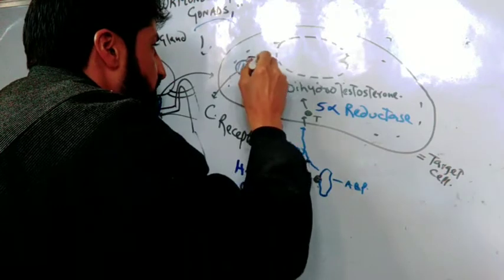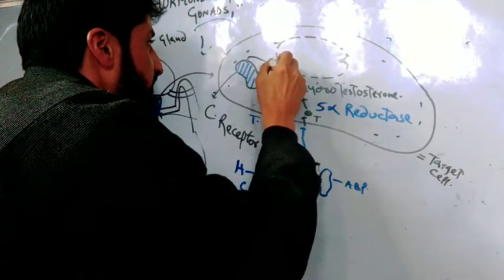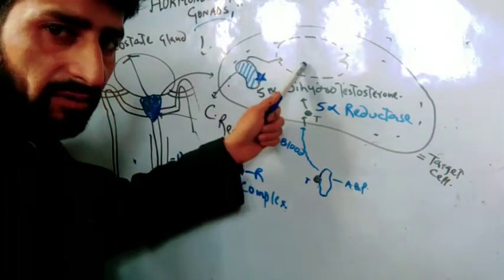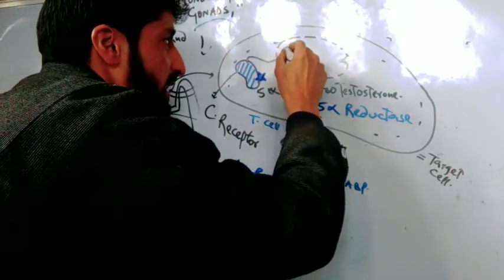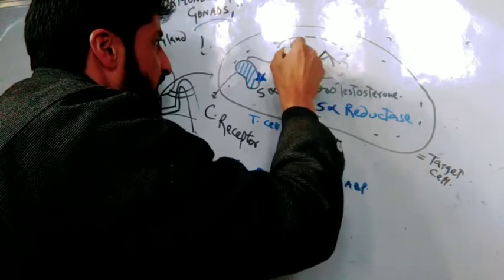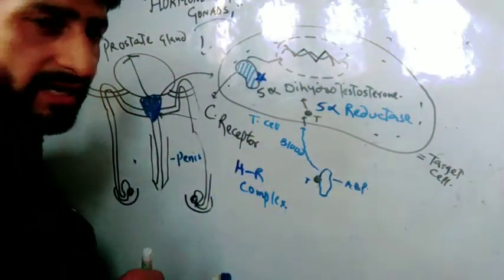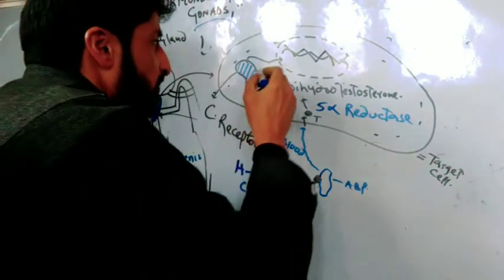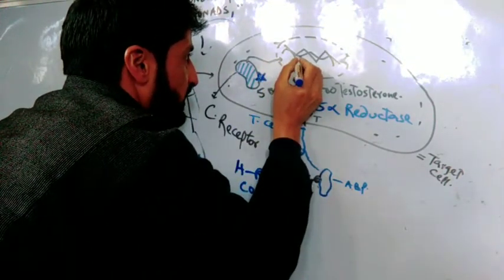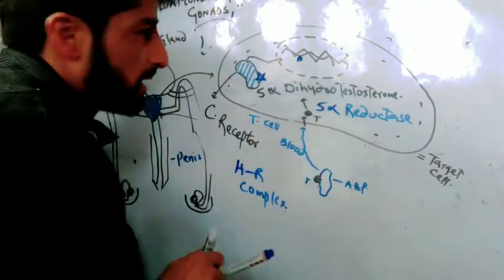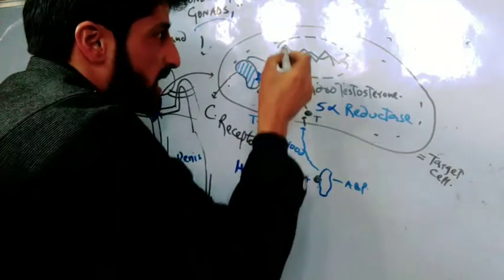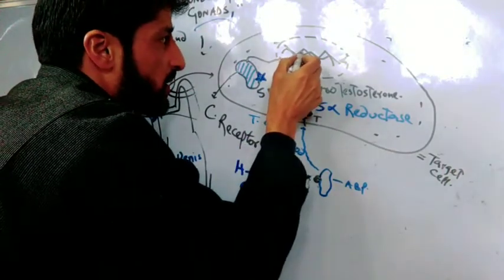This hormone receptor complex then enters into the nucleus of the target cell. Here is the nucleus of the target cell. In the nucleus there is present the genome, or you should say inside the nucleus there is present DNA. What happens is that this hormone receptor complex binds at a specific location of DNA.